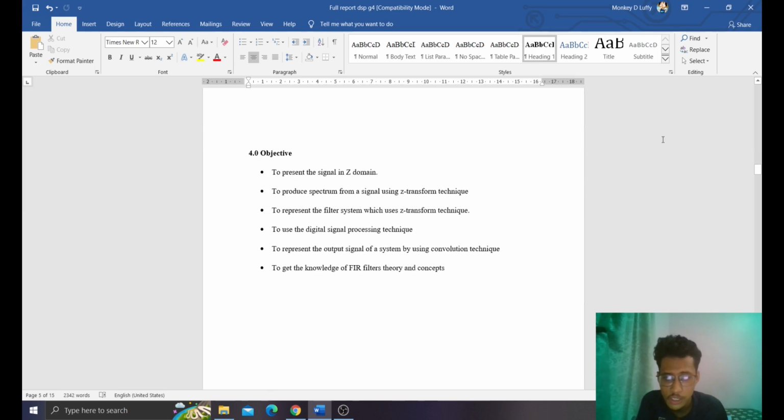Next is the objective. First, to pursue the signal in the Z domain. Number two, to produce a spectrum from a signal using the Z transform technique. Number three, to represent the filter system using the Z transform technique. Next, to use digital signal processing techniques. Then, to present the output signal of a system using the convolution technique. And lastly, to get knowledge of FIR filter theory and concept. Okay, that's all for me.